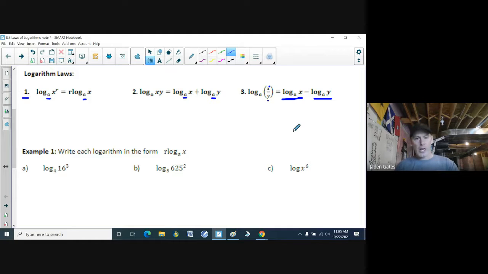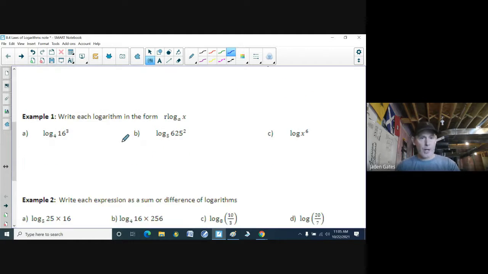All right, so I'll do a couple here. Example number 1. Write each logarithm in the form r log base a of x. And so again, this is what we worked on this morning to solve exponential equations, but I'm just going to go through a couple. Again, this is log with a base 4, 16 to the power of 3. And again, what we looked at today was bringing the 3 down in front. We have our log function. This one has a base of 4. Again, if you don't see a number there, it's a base of 10. And we have our 16 there.